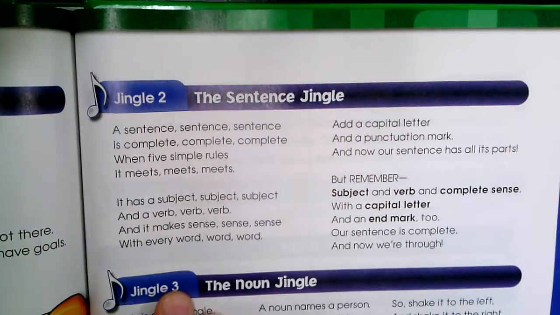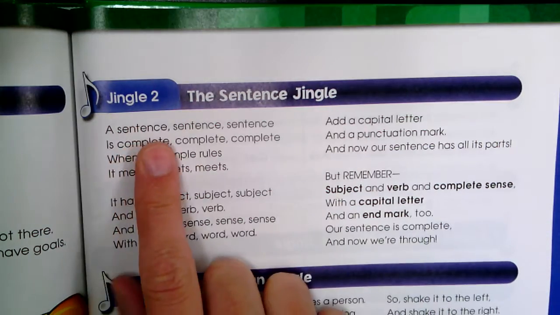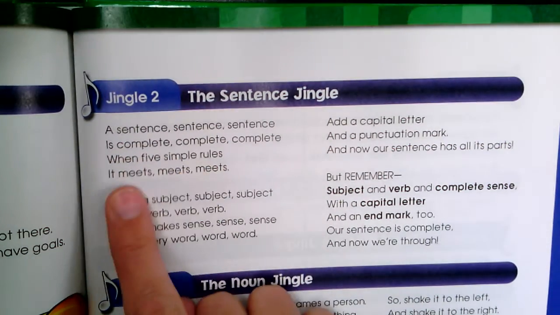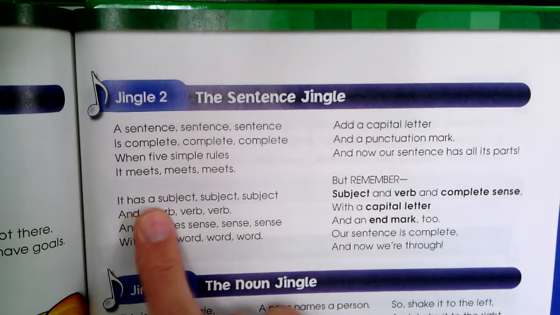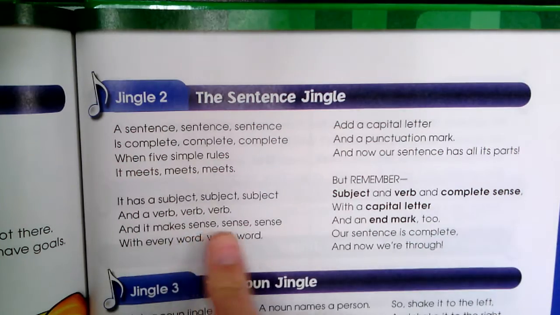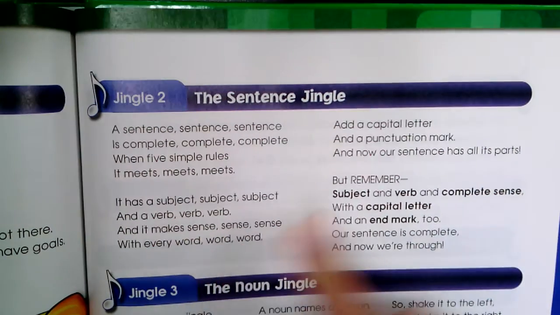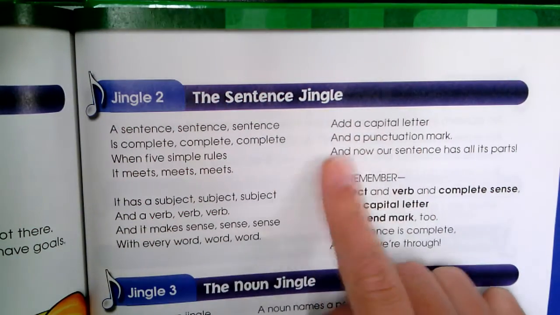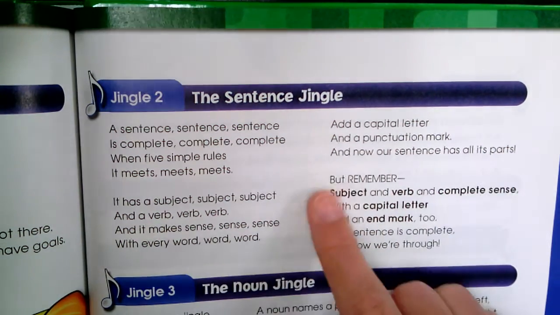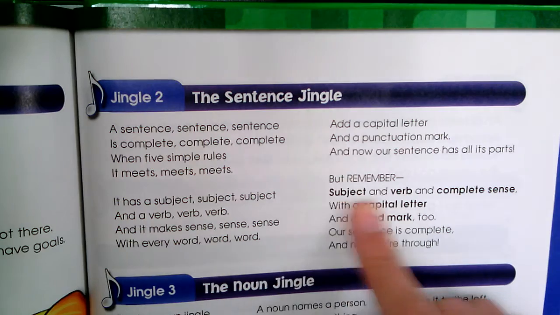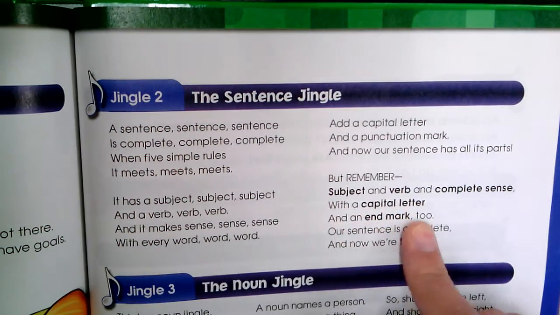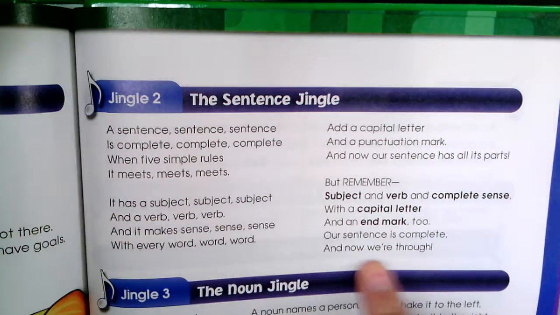Jingle 2, class. A sentence is complete when 5 simple rules it meets. It has a subject, and a verb, and it makes sense with every word. Add a capital letter, add a punctuation mark, and now our sentence has all its parts. But remember, subject and verb and complete sense with a capital letter and an end mark too. Our sentence is complete, and now we're through.